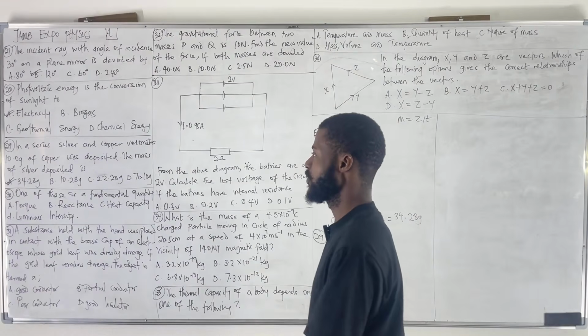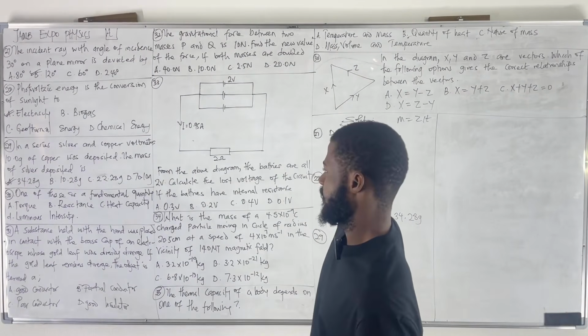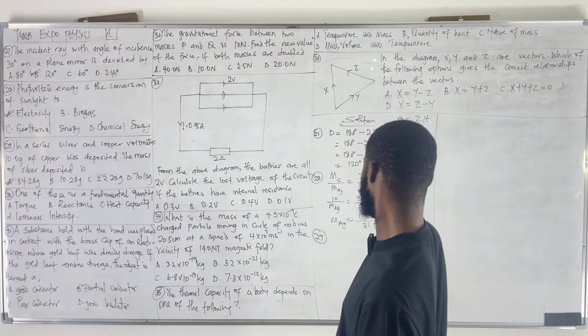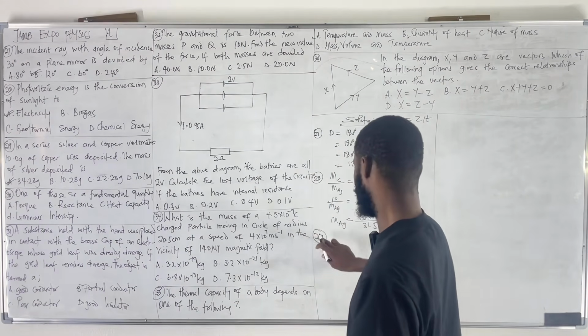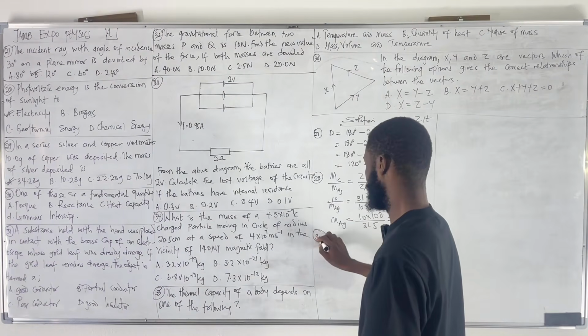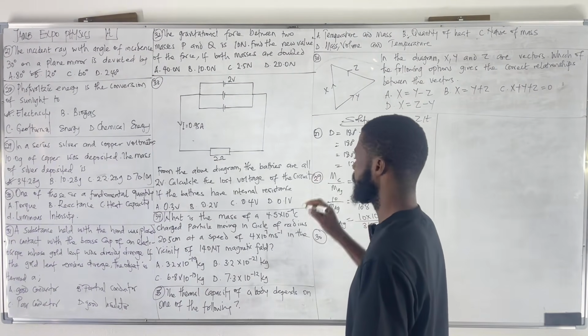Next one, question 30. Hold on. I've already answered 29. This numbering keeps on confusing me. This is question 30, please. And this should be 29.